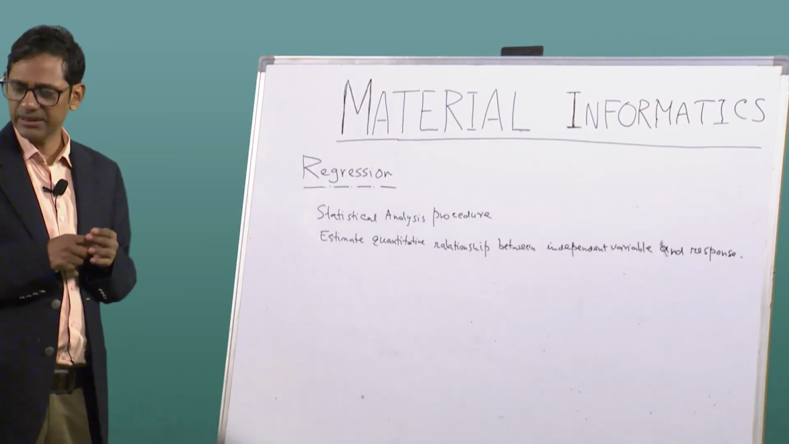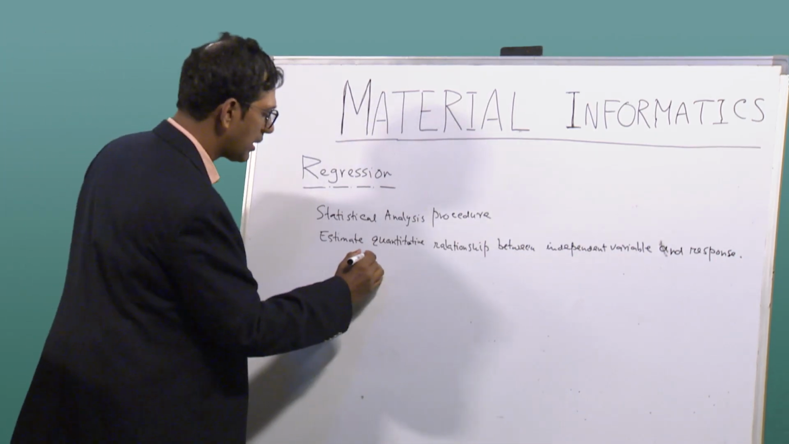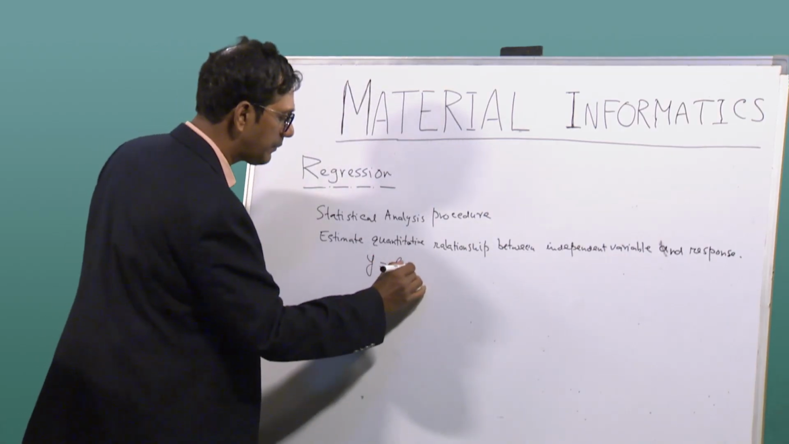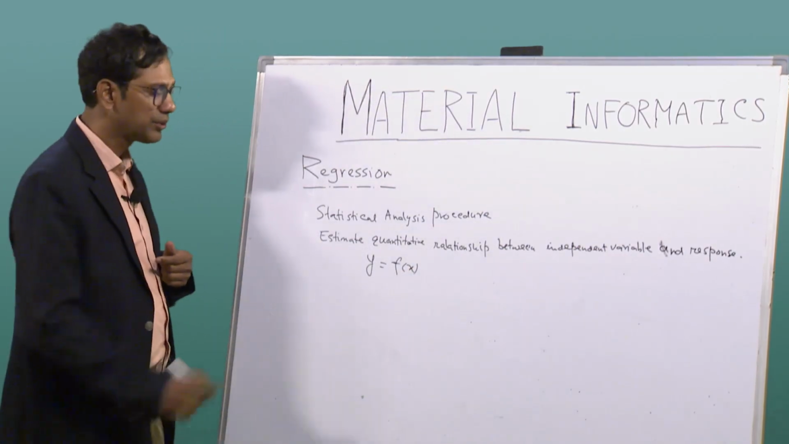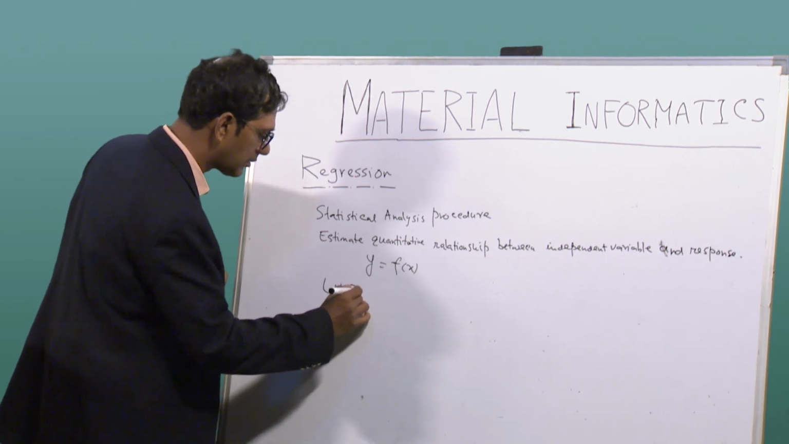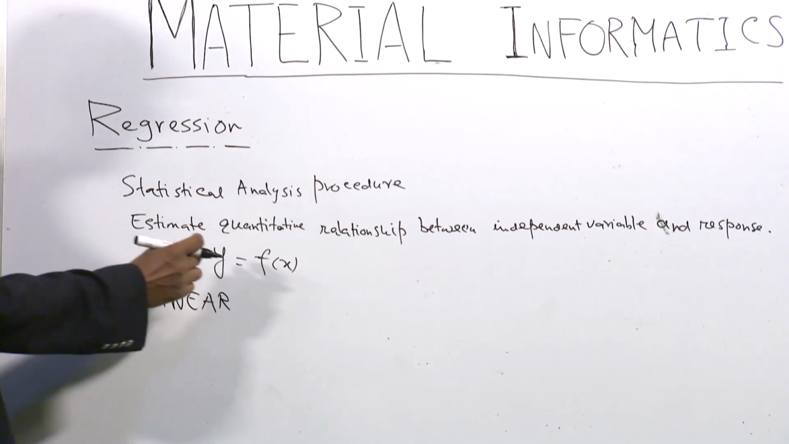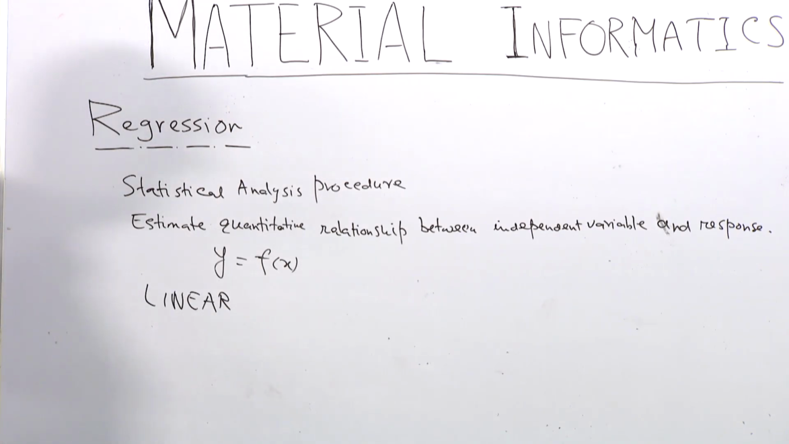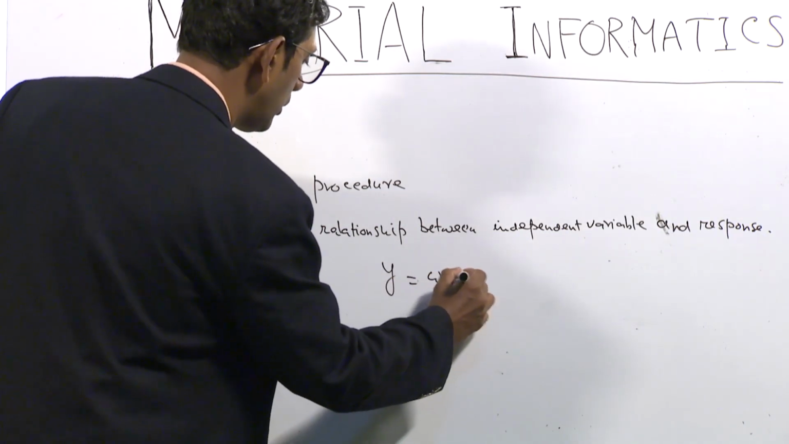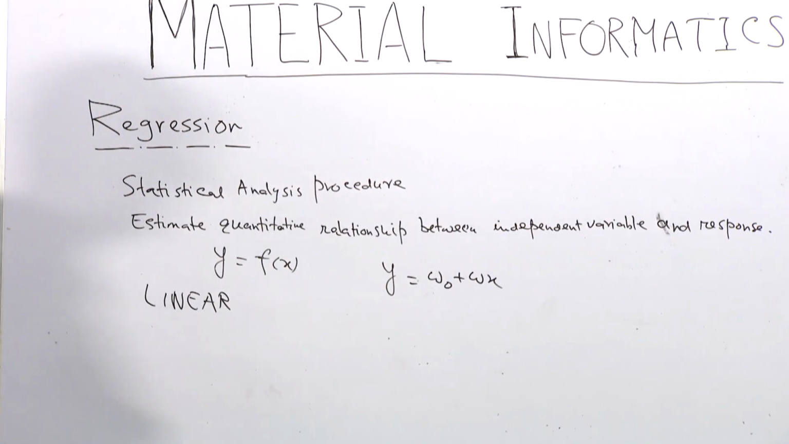So, regressions can be of different types, as you understand, because we are trying to find the relationship between a dependent variable and an independent variable. The first relationship we can talk about is linear, right. That is the relationship between y and x as linear. In the last lecture I gave you an idea, y equal to w0 plus w into x, that is the equation of a straight line, right.